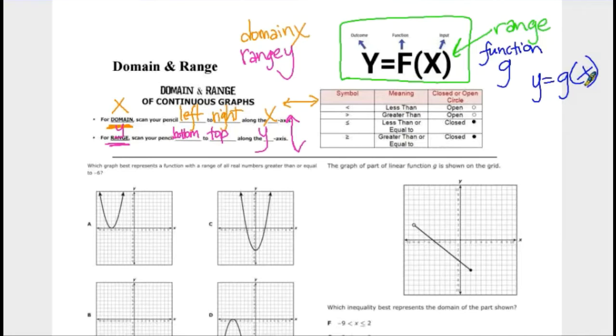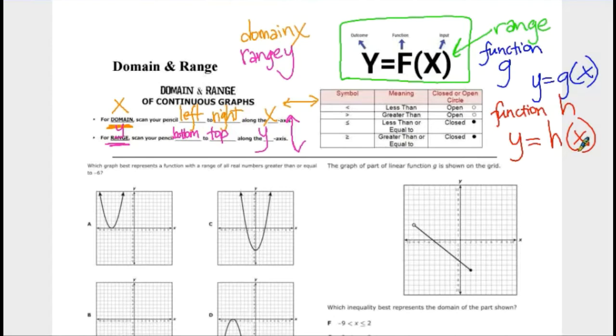Okay, we're going to do one more as a test. Let's say I had a function and it was called h. Then what would y be equal to? Look at the pattern that we have so far. We had y equals f of x with function f. We have function g, y equals g of x. So for function h, what would y equal? Hopefully you said h of x.